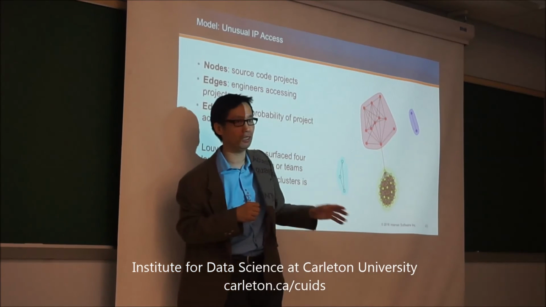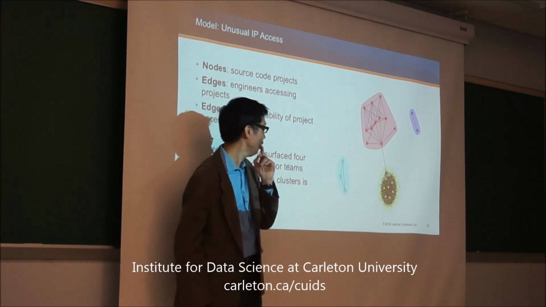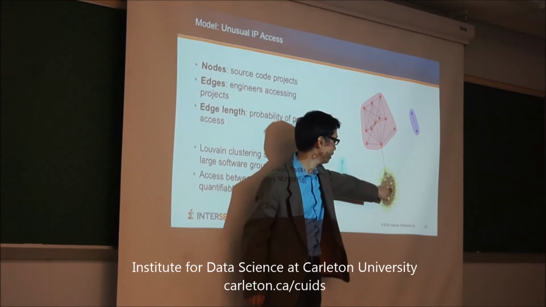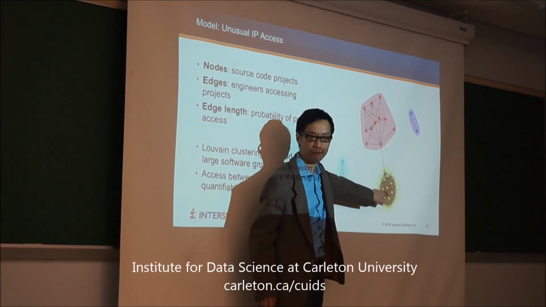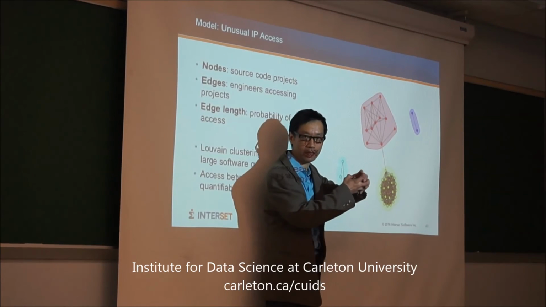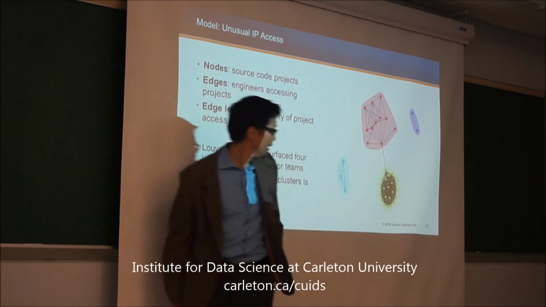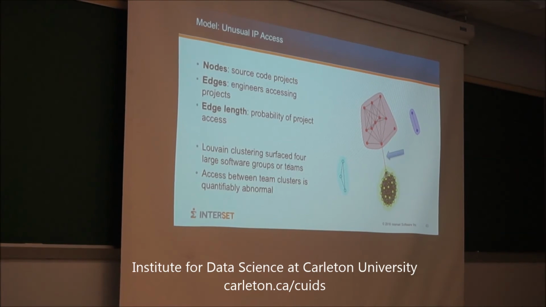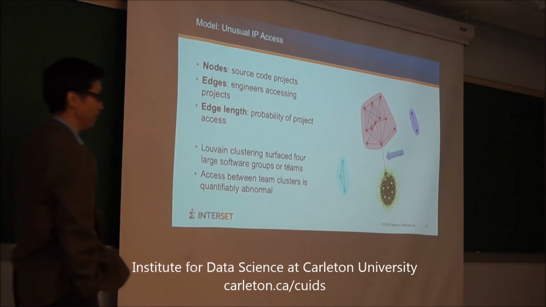Because that tells me I have a really predictable model. In other words, if I'm an engineer on Team Green, then it is perfectly normal for me to access any other green source code project. Look how it's almost like a clique, so tightly packed together. On the other hand, if I'm an engineer in Project Green, and I reach out and take source code from Project Red, then that is quantified in my model.